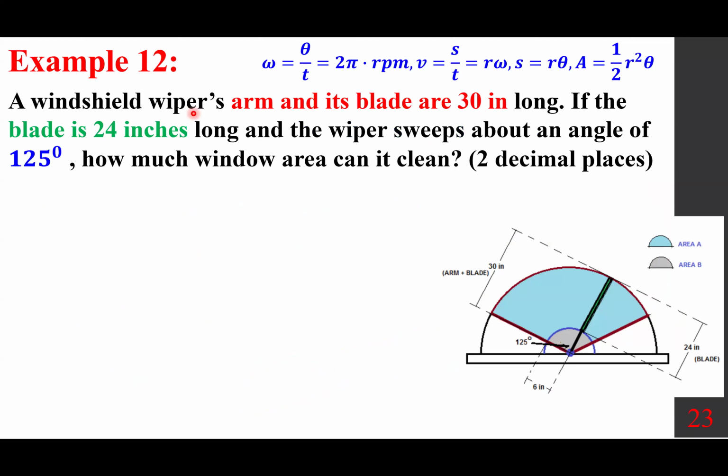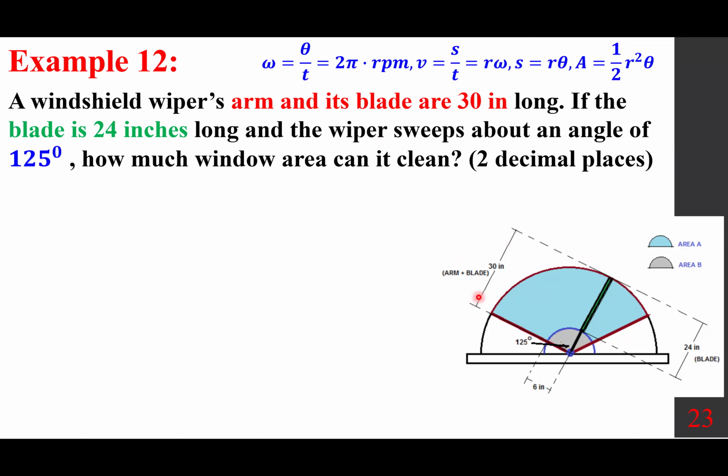A windshield wiper's arm and its plate are 30 inches. So from here to here, the entire thing is 30 inches long. If the blade is 24 inches, this is 24, the green part. And the wiper sweeps about the angle of 125 degrees. The angle that it covers is 125 degrees. How much window area can it clean? With 2 decimal places.